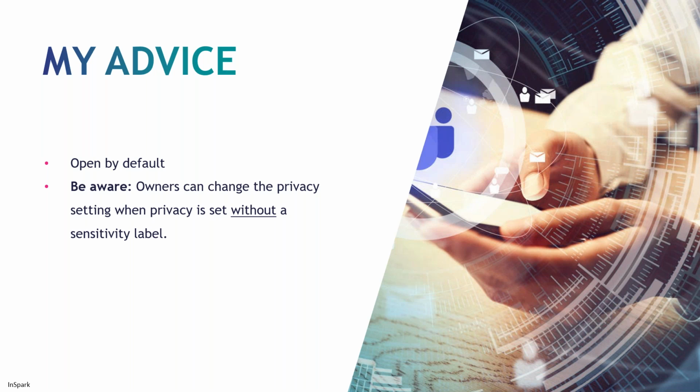You have to be aware that owners are always able to change the privacy setting, for example, from public to private, from private to public, but not when a sensitivity label is being used. I'll address it after this, because with that label, the label enforces a privacy setting. So let's say the enforcement is public. Yeah, you cannot change it to private anymore. That's just not possible.